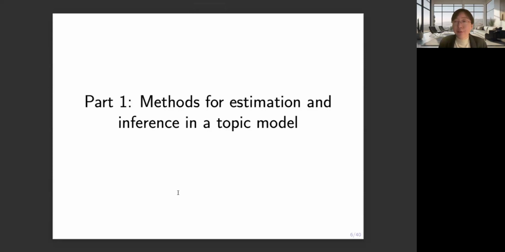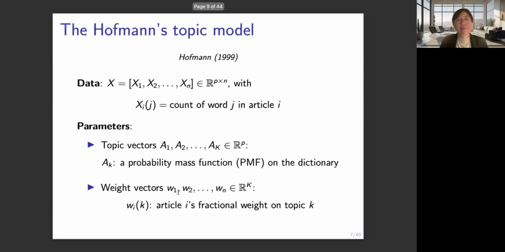Okay, so in the first part of the talk, I will introduce some recent methods we developed for estimation and inference in topic models. We convert each document into a word count vector. So if we have n documents in total and p dictionary words, then we get a p by n word count matrix. Okay, this is our data.